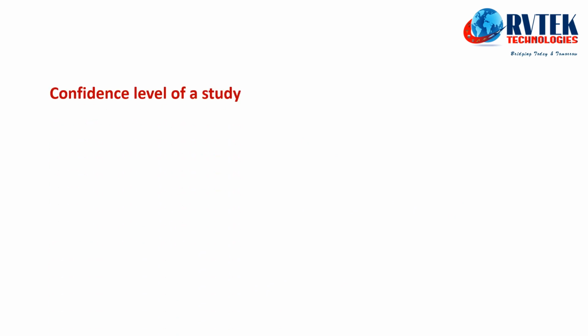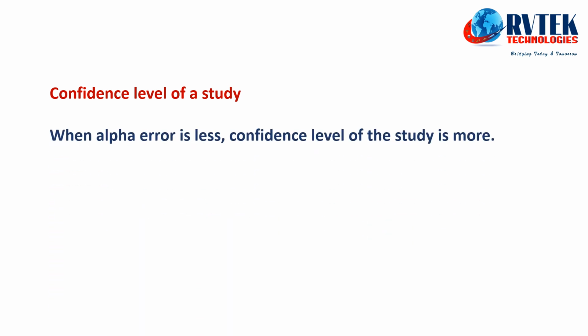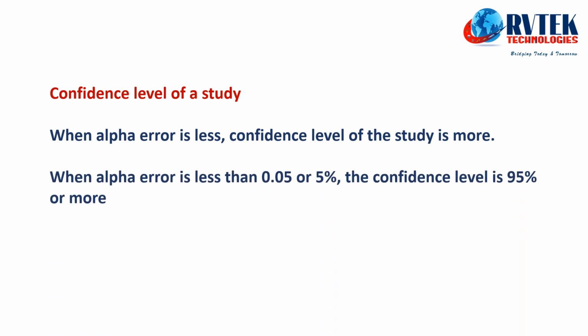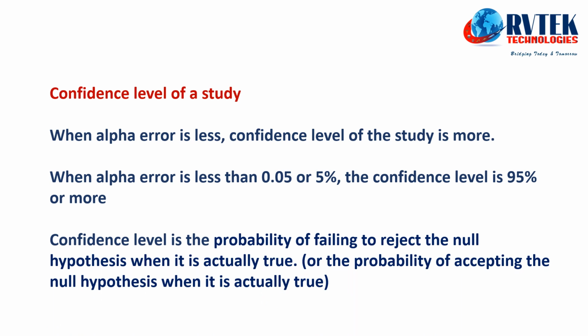Confidence level of a study. What is that? When alpha error is less, confidence level of the study will be more. When alpha error is less than 0.05 or less than 5%, the confidence level is 95% or more. Confidence level is the probability of failing to reject the null hypothesis when it is actually true, or the probability of accepting the null hypothesis when it is actually true in the population. That is a confidence level.